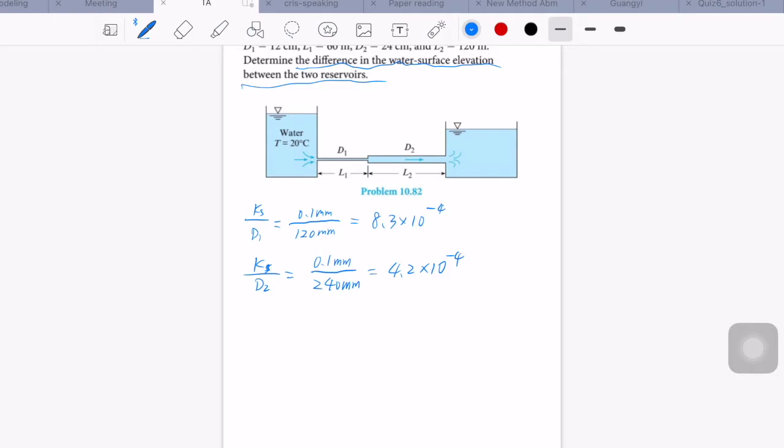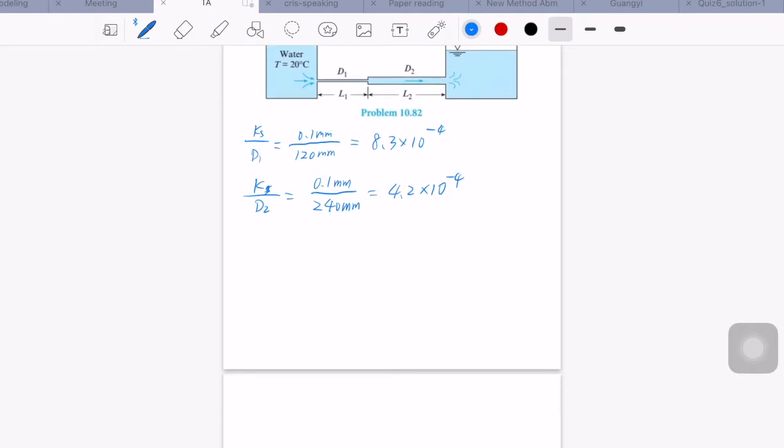And then we calculate the velocity in each pipe. So the V1 should be equal to the Q divided by the A1 equals Q divided by pi times D1 square divided by 4. So the value equals 0.1 cubic meters per second divided by pi over 4 times 0.12 meters square.